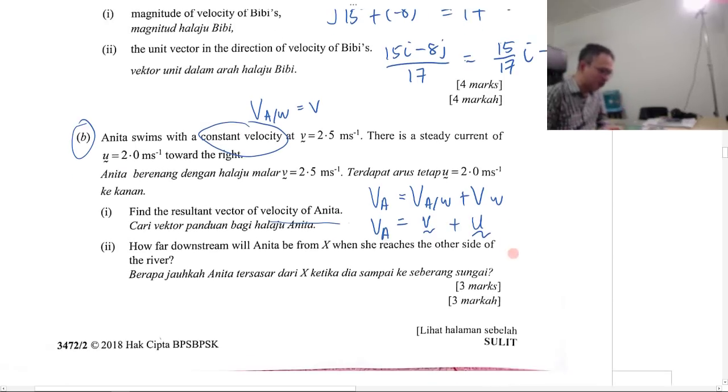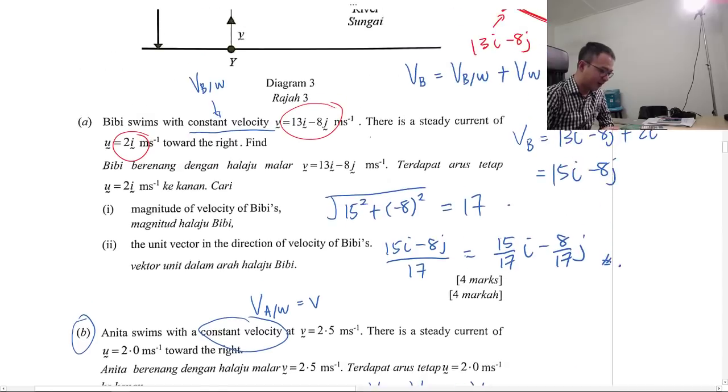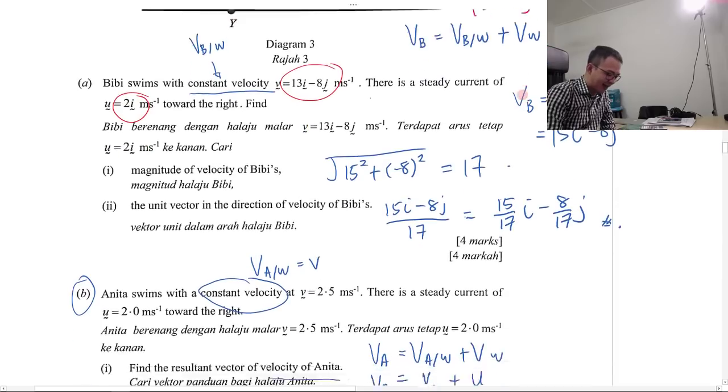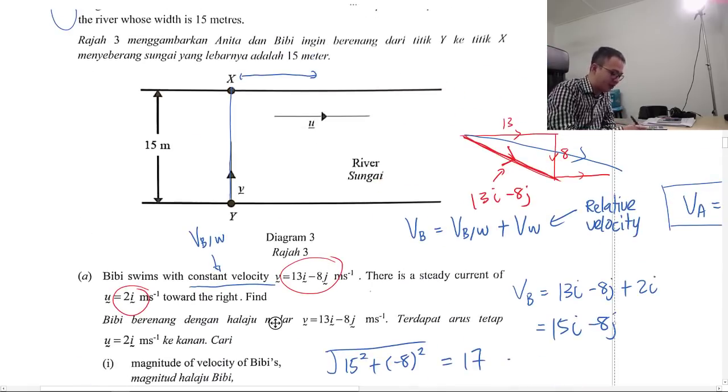How far downstream will Anita be from X when he reaches the other side of the river? Downstream means how far the distance Anita will be from X, because at the end, if you think of something like V plus U, Anita is actually going in this direction.